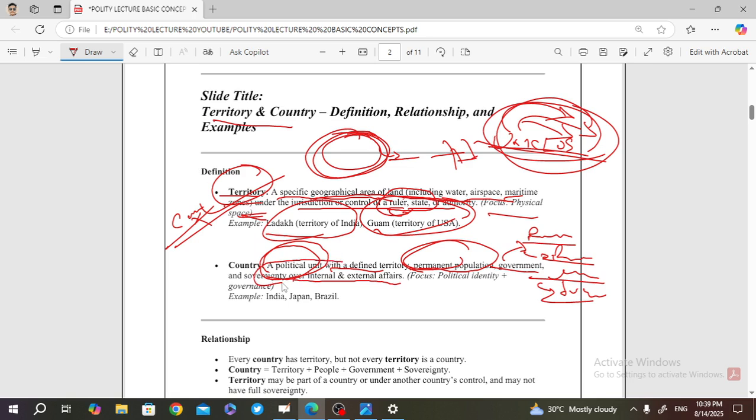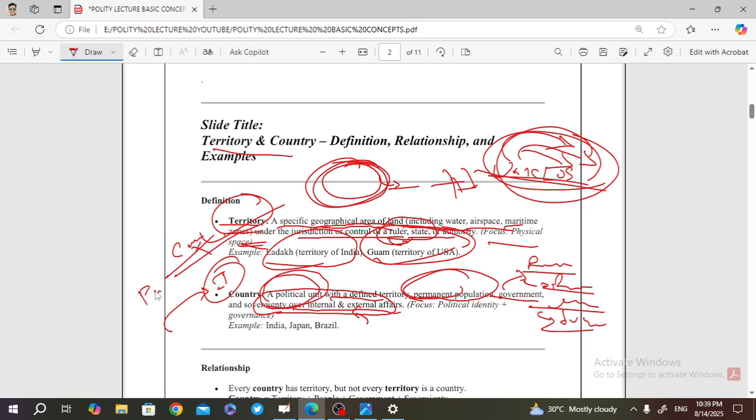What is sovereignty over internal and external affairs? If India is attacked by any country, say Pakistan, India has the power to retaliate. You could see it earlier in Operation Sindoor, where India retaliated very well and damaged Pakistan. So there is sovereignty over internal and external affairs.